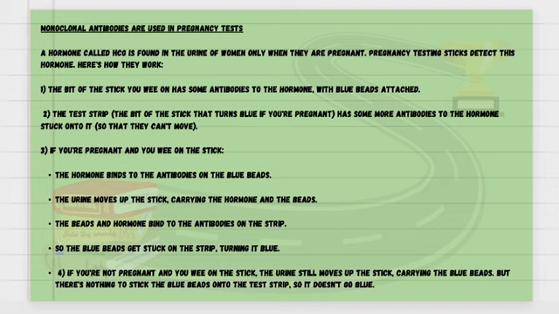If you are pregnant and you wee on the stick, the hormones bind to the antibodies on the blue beads. The urine moves up the stick, carrying the hormone and the beads. The beads and hormones bind to the antibodies on the strip, so the blue beads get stuck on the strip, turning it blue. If you are not pregnant and you wee on the stick, your urine still moves up the stick, carrying the blue beads, but there is nothing to stick the blue beads onto this test strip, so it doesn't go blue.